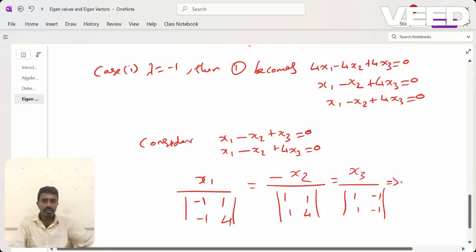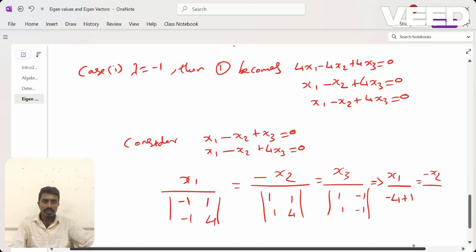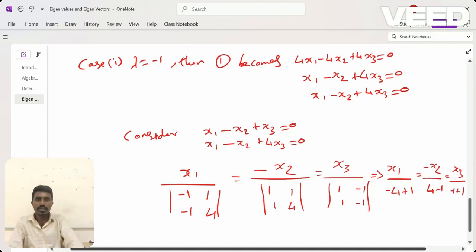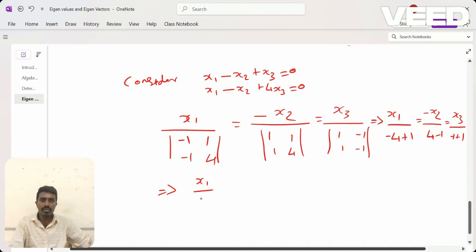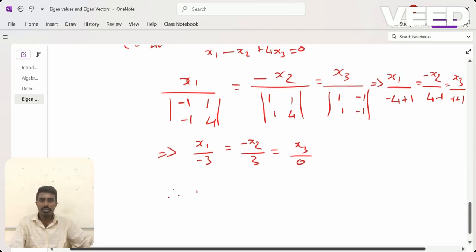So x1 by, here the cross multiplication, minus 1 into 4 is minus 4, and then minus of minus 1, so plus 1, which is equal to minus x2 by, here the determinant value is 1 into 4 is 4 and 1 into 1 is 1, so 4 minus 1, which is equal to x3 by, and this cross multiplication is minus 1, and then minus of minus 1, so minus 1 plus 1, so that means you get x1 by minus 3 equal to minus x2 by 3 equal to x3 by 0.